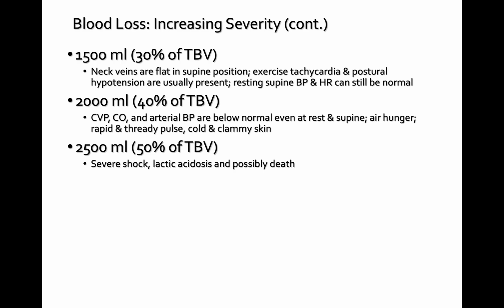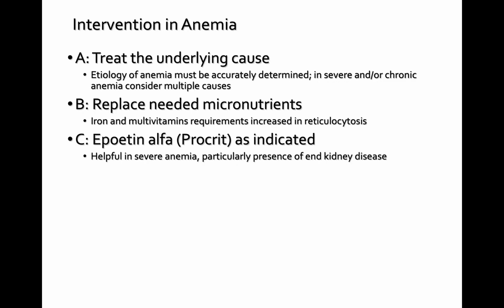So just to give you some markers on that. Intervention for anemia, number one, we have to treat the underlying cause. And that's why that CBC and those slides of what the red cells look like and the history from the patient is very, very important. We have to replace the needed micronutrients. Iron and multivitamins will increase reticulocytosis. And then epoetin or Procrit, helpful in severe anemia, particularly in the presence of kidney disease.